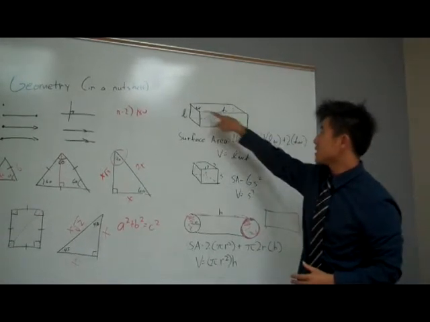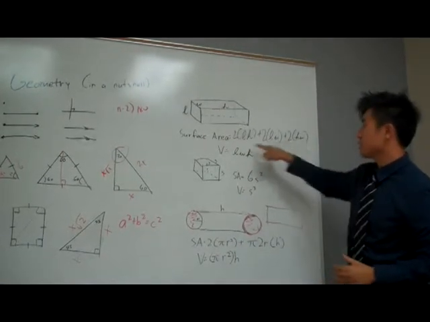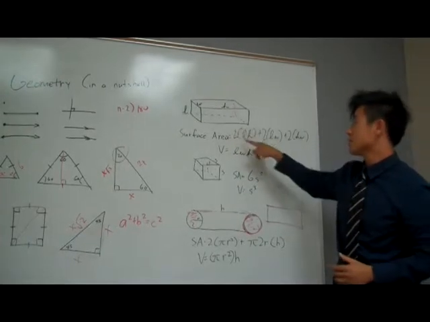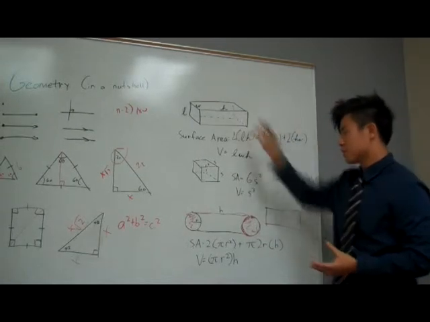And height times width will cover that and cover that. So 2 height times width. And finally, length times height. 2 length times height. And then you'll get all 6 faces for the rectangular prism.